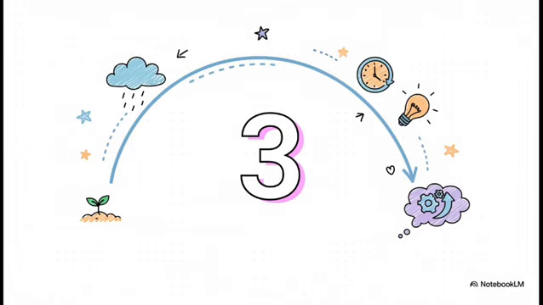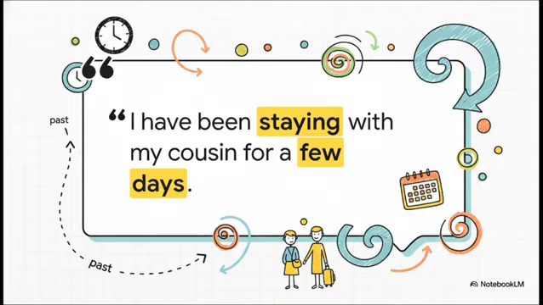And finally, our third key moment. We often use this tense to talk about things that are just temporary, actions that are happening now, but they're not going to go on forever. This is absolutely perfect for temporary situations. You're not living with your cousin permanently, right? It's just a temporary thing. Using the present perfect continuous here really emphasizes that it's a short-term action happening around the present time.